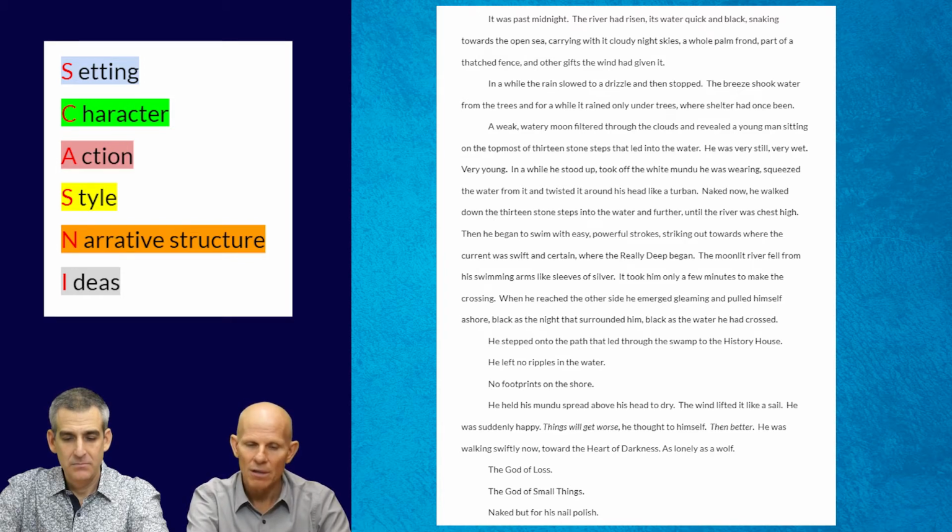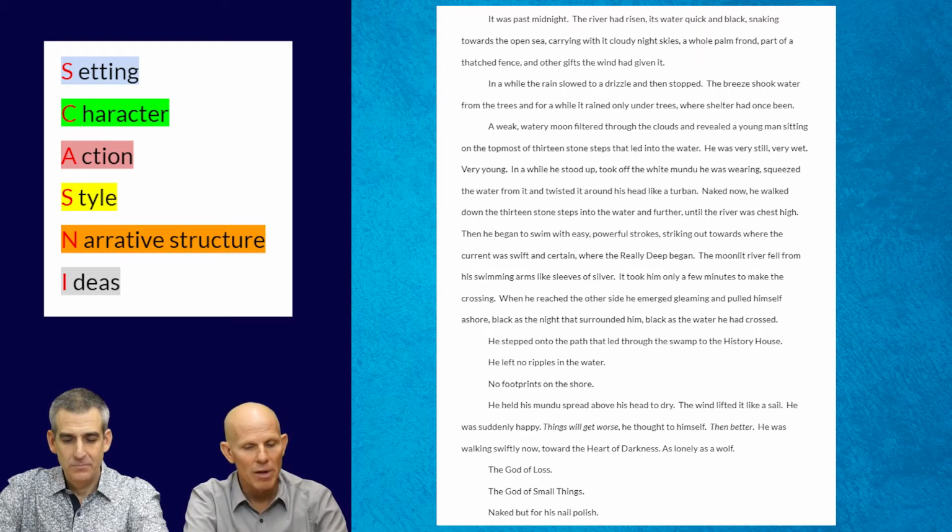He was very still, very wet, very young. In a while he stood up and took off the white mundu he was wearing, squeezed the water from it, and twisted it around his head like a turban. Naked now, he walked down the 13 stone steps into the water and further until the river was chest high. Then he began to swim with easy, powerful strokes, striking out towards where the current was swift and certain, where the really deep began. The moonlit river fell from his swimming arms like sleeves of silver.